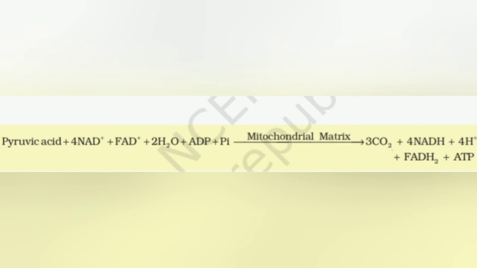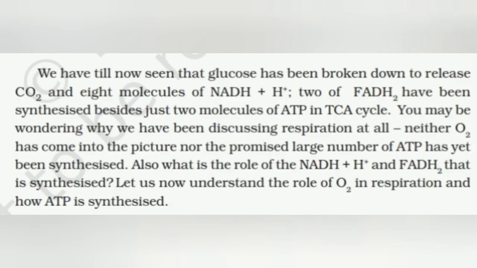We can see that pyruvic acid plus 4 NAD plus, FAD plus, twice H2O, plus ADP plus inorganic phosphate in the mitochondrial matrix gets converted into 3 molecules of carbon dioxide, 4 NADH, 4 H2O, FADH2 and ATP. We have till now seen that the glucose has been broken down to release carbon dioxide and 8 molecules of NADH plus H plus, 2 of FADH2 have been synthesized, besides just 2 molecules of ATP in the TCA cycle.